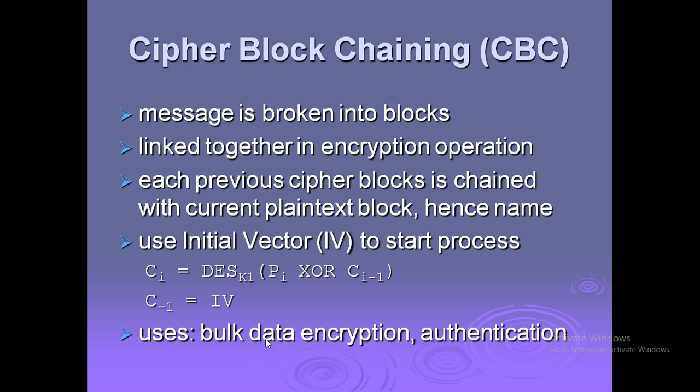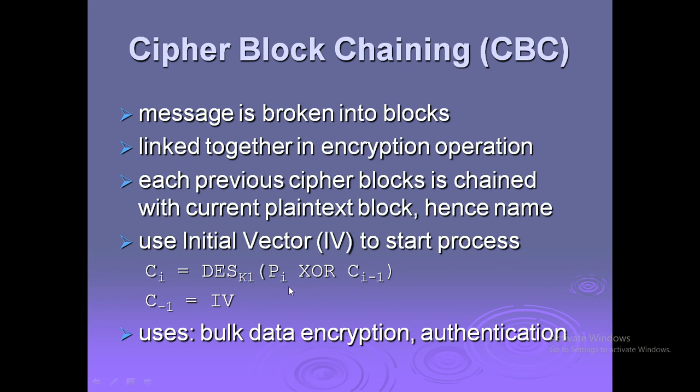Cipher block chaining mode. The message is broken into blocks linked together in the encryption operation. Each previous cipher block is chained with the current plain text block, hence the name. Use an initial vector to start the process, and this is the formula.